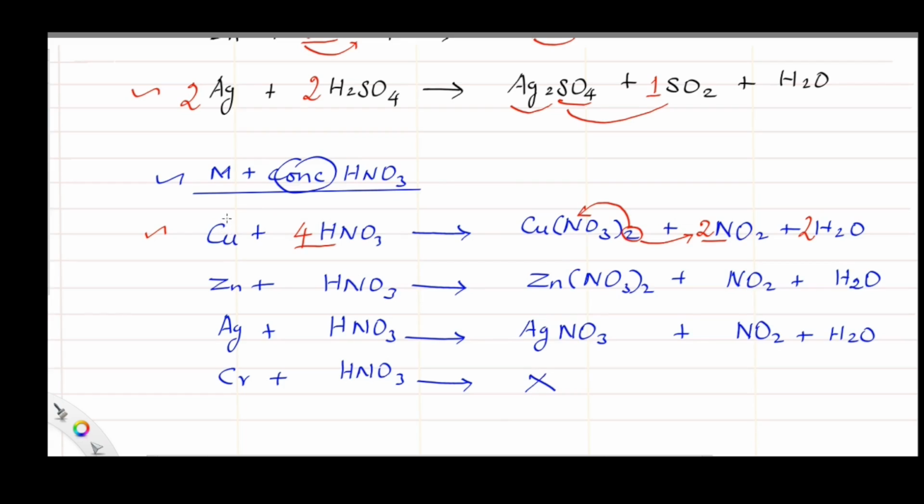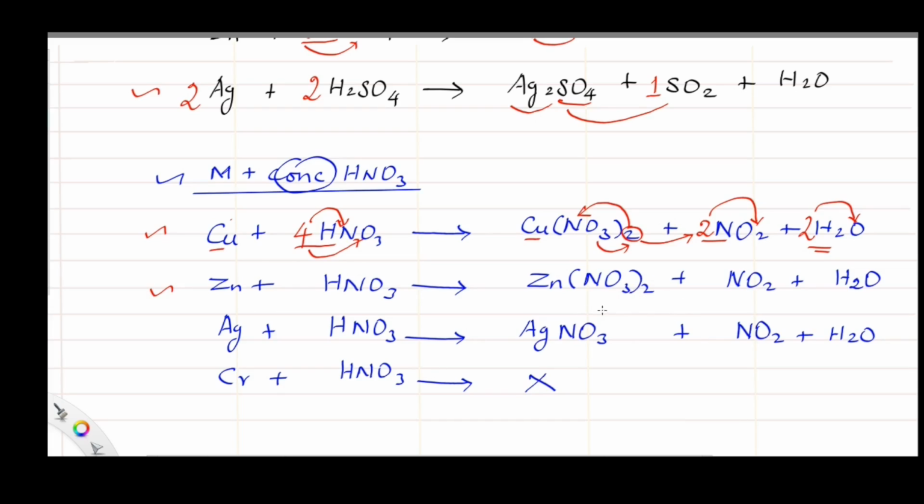Check it. Here 1 copper, and 4 hydrogens present in water, and 4 nitrogens, 2 in nitrate and 2 in nitrogen dioxide. 4 into 3, 12 oxygens. There are 6 in copper nitrate and 4 in nitrogen dioxide. 6 plus 4 is 10, and 2 in water. 10 plus 2 is 12. 4 into 3 is 12. So this is a balanced equation.